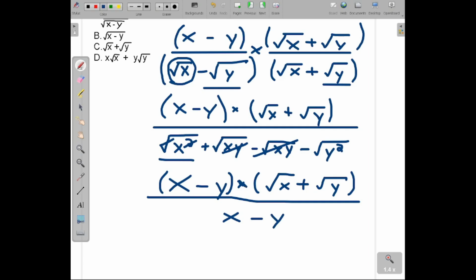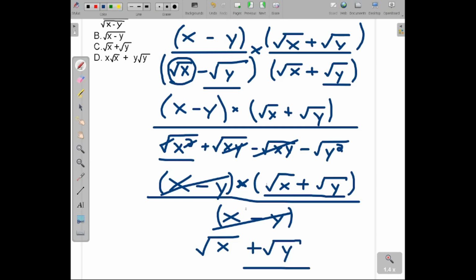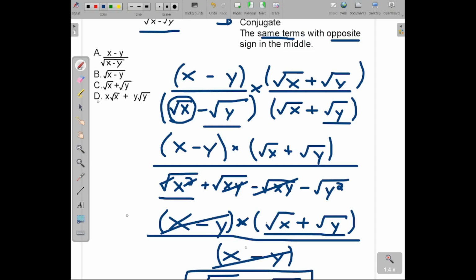Now, since we have a multiplication, and these are the same terms, x minus y and x minus y, it becomes 1. 1 times this will be the same. So the final answer is square root of x plus square root of y. This is our final answer, which is option C.